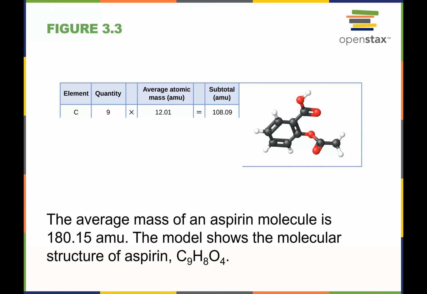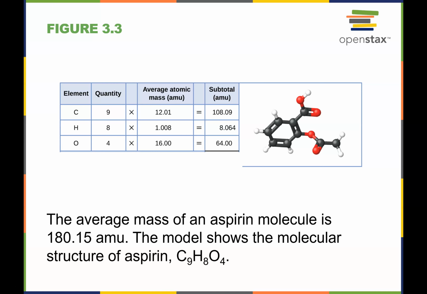So here's what this looks like. Down here is the formula for aspirin. And notice it has 9 carbons. So we have 9 times 12.01, the decimal number for carbon. It has 8 hydrogens, so we take 8 times 1.008, the decimal number for hydrogen. We have 4 oxygens, the decimal number is 16.00, and then we go ahead and add those 3 numbers up. So we would say that a molecule of aspirin weighs 180.15 AMUs.